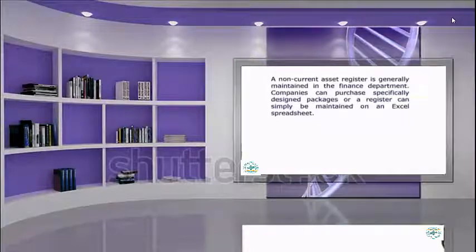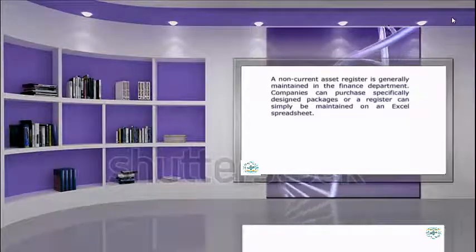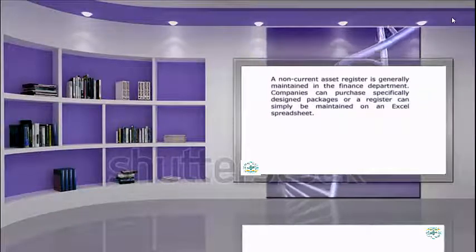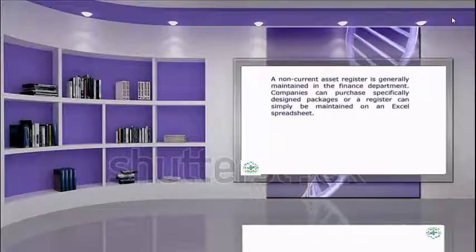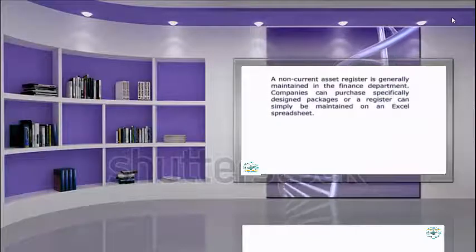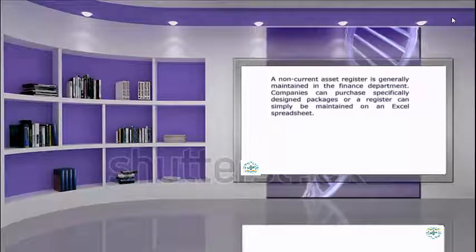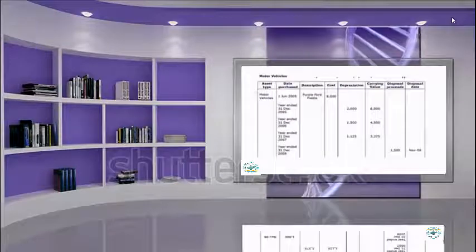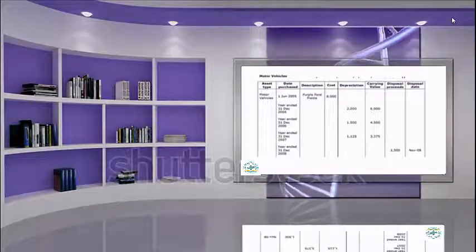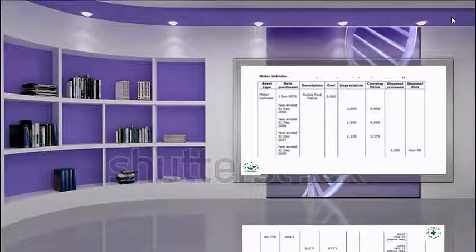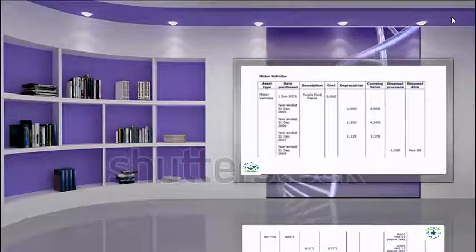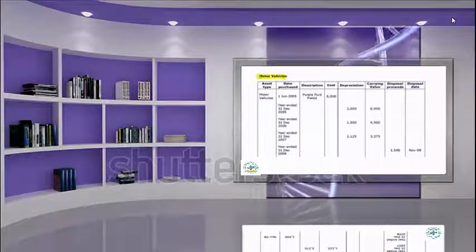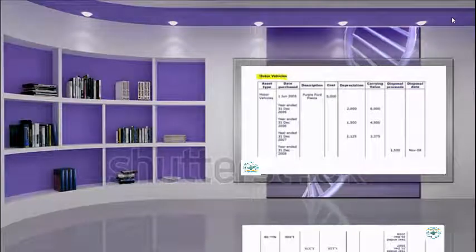Now, companies, or businesses, can keep a non-current asset register on a specially designed software package, but a lot of the time it's kept on an Excel spreadsheet and kept very simple. So, let's have a look at what a non-current asset register looks like. So, having a look at this then, we can see that for each class of asset, we'll have a non-current asset register. So in this case, our non-current asset register relates to motor vehicles.